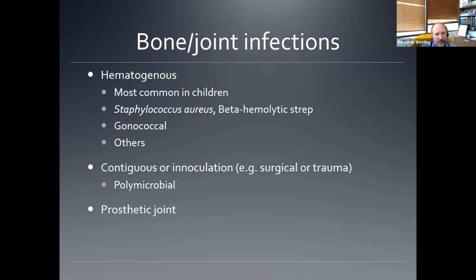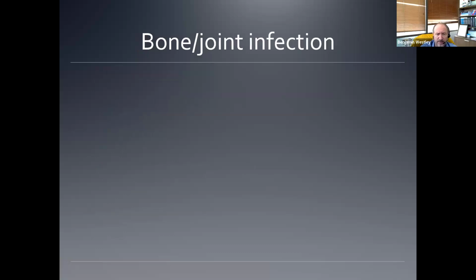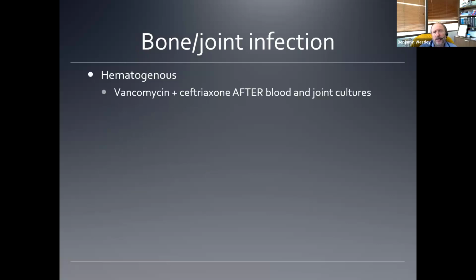And then there's another category of prosthetic joints. You get a knee or hip replacement, or a shoulder replacement, and then the metal is infected. Those are complex and problematic. So in kids, we typically try very, very hard if the child's not severely septic.